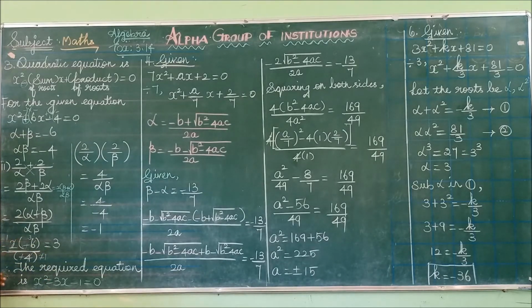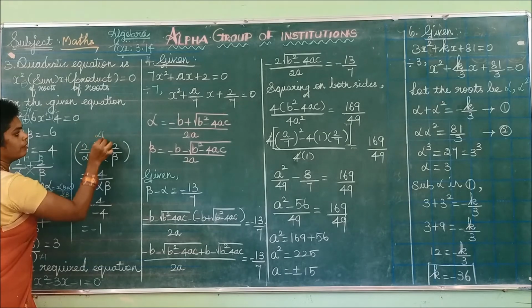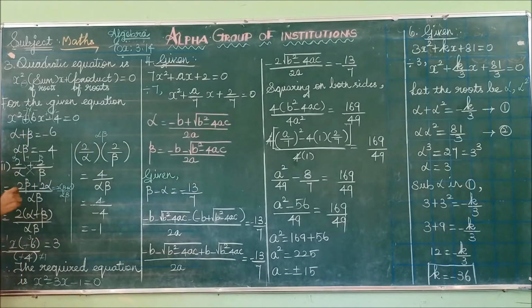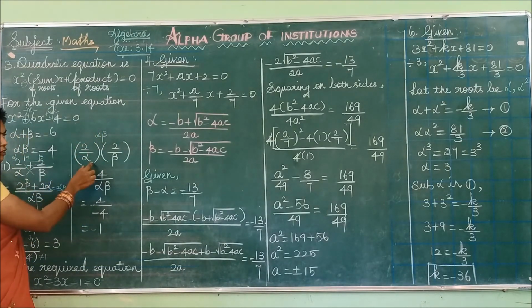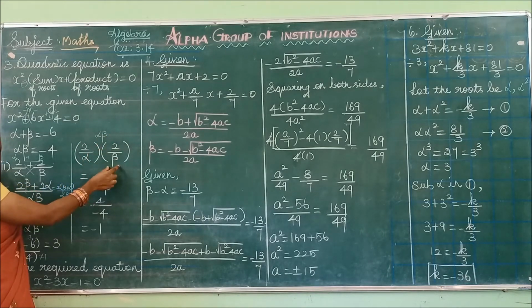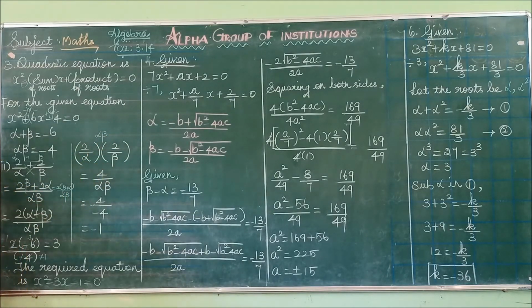So you have found out the value for what? The sum you have found out, if this is considered as alpha and this is considered as beta. Next, you have to find out the product value, alpha into beta. In this question, alpha is 2 by alpha, beta is 2 by beta. So you can multiply now. The addition process is over. Now you have to multiply.